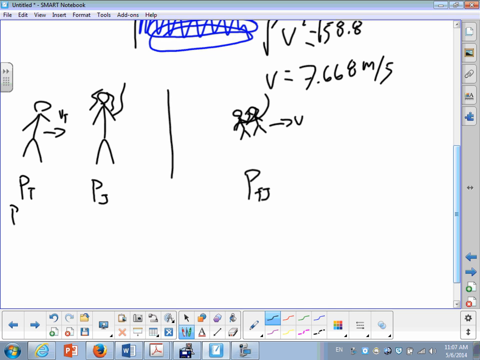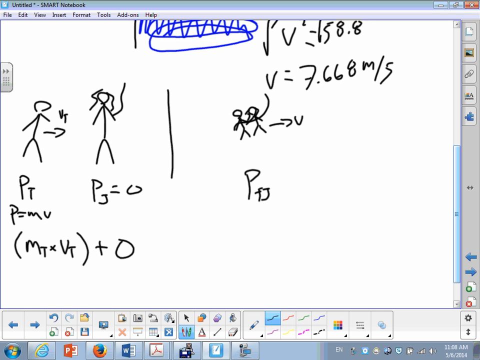Well, we know that momentum equals mass times velocity. Tarzan is traveling at some velocity. We're not certain what that is, but it's the mass of Tarzan times the velocity of Tarzan. That's going to be added to the momentum of Jane. But now, how fast is Jane traveling? Well, Jane is standing still right now. She's waiting for Tarzan to come save her. So her velocity is 0.